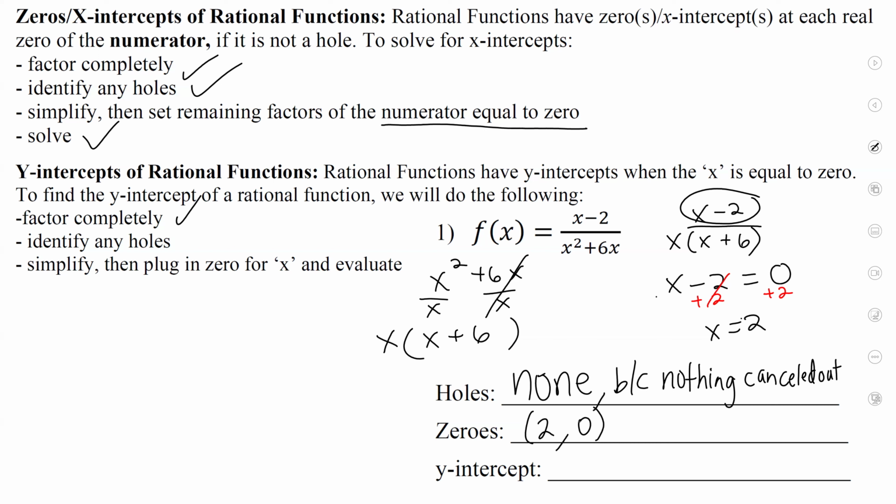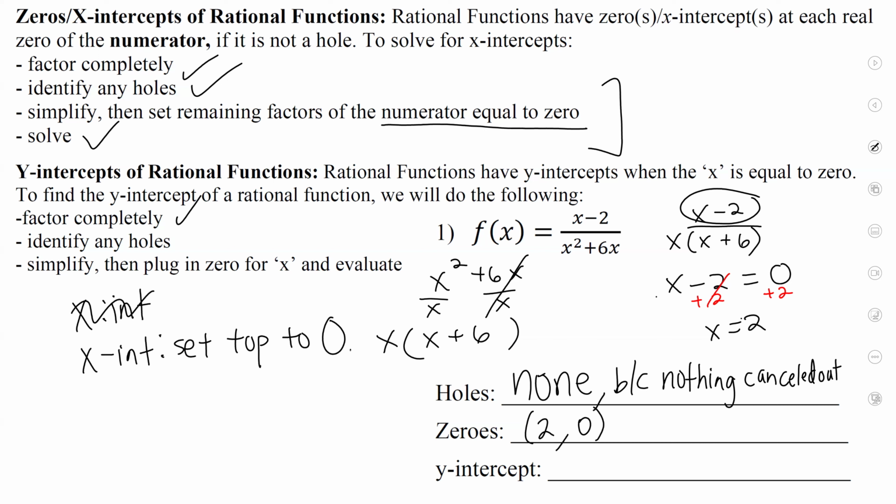So guys, a lot of people said this is too much to read. So I just want you guys to write a note on the top of your paper. To find x-intercepts, set top to 0. That's what you do.